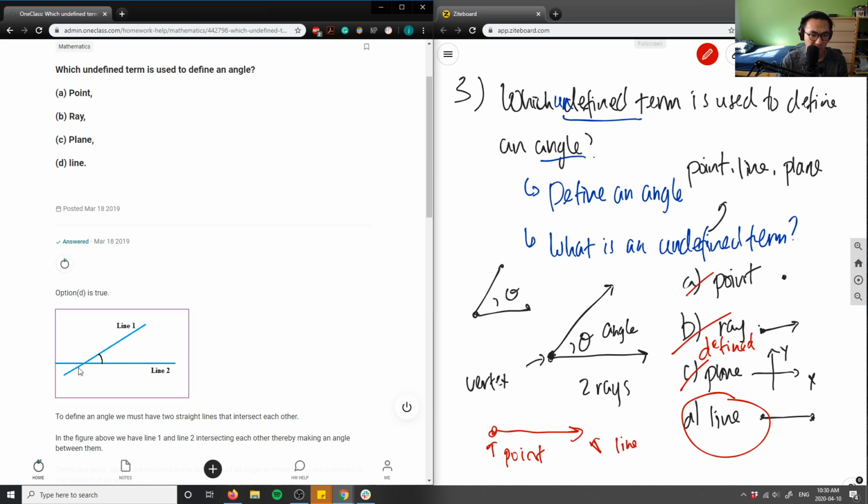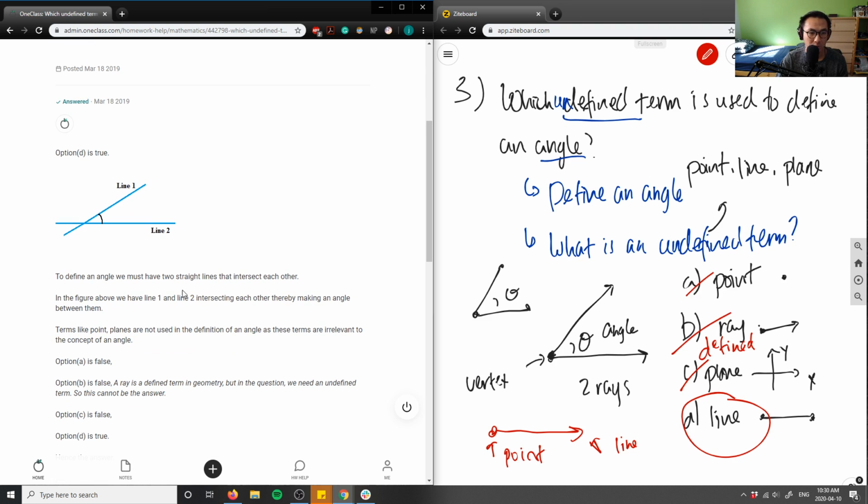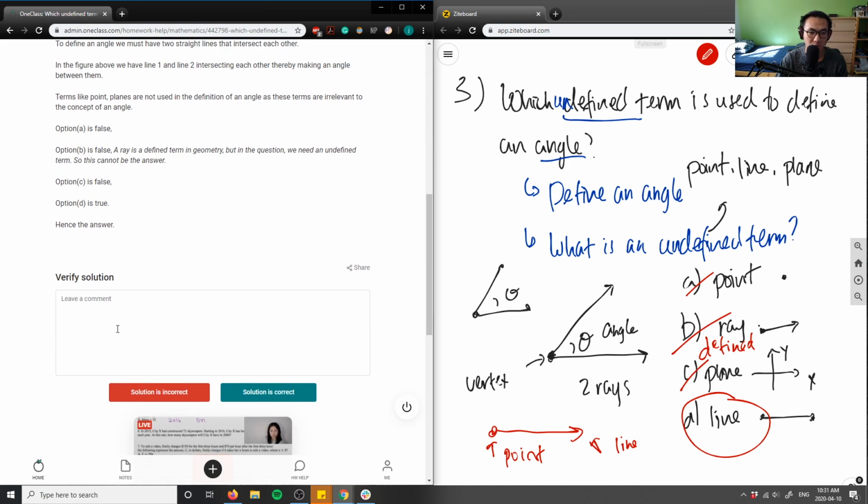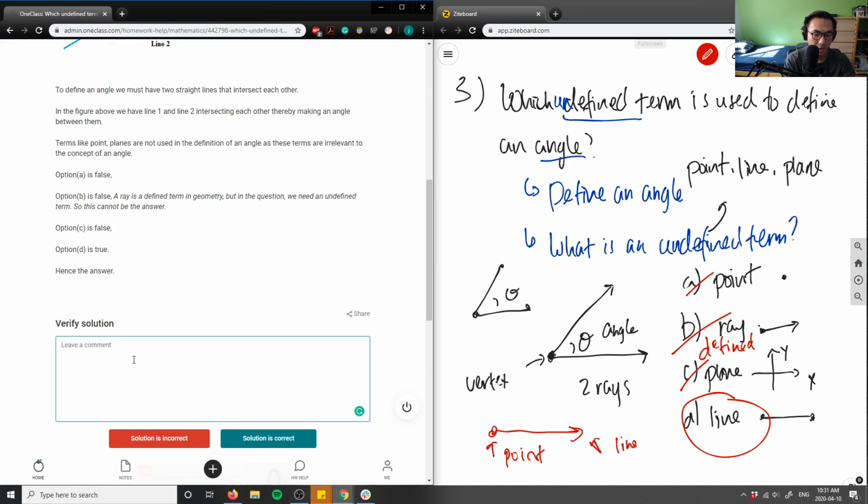They have here two lines to define an angle. We have two straight lines that intersect each other. Okay, that works. And in figure 1, okay, cool. So they drew a diagram here. A is false, B is false. A ray is a defined term, right? That's good. I would have liked it if they went more in depth as to how they define a ray as a defined term. C is false, D is true, hence the answer. I like this solution. I'm going to say good solution.